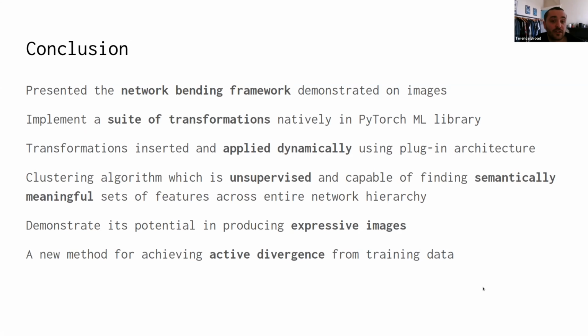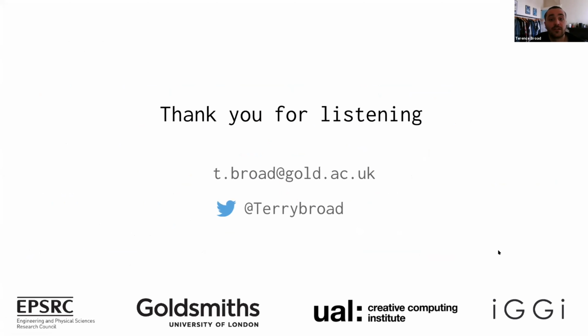We've presented a clustering algorithm which is unsupervised and capable of finding semantically meaningful sets of features across the entire network hierarchy, which is a significant advance on the GAN dissection framework. We've demonstrated the potential in producing expressive images, and we've also presented a new method for achieving active divergence from the training data. So thank you for listening, and I'm happy to take any questions.